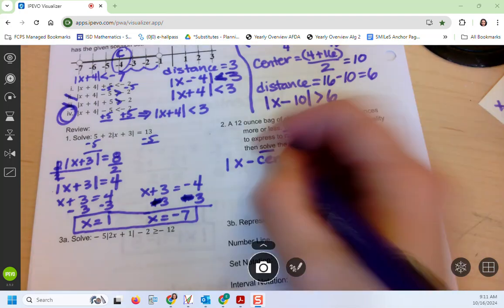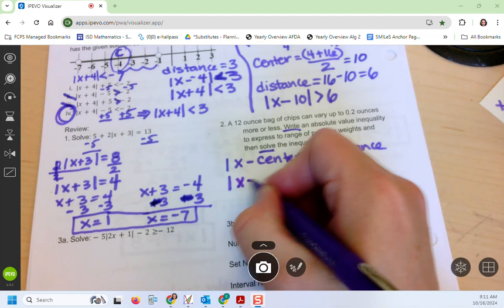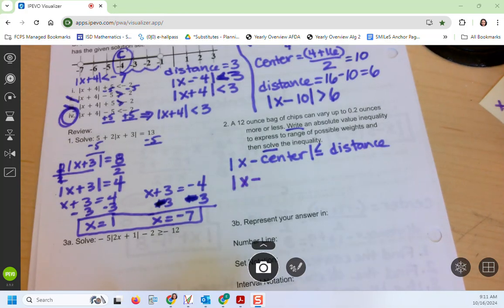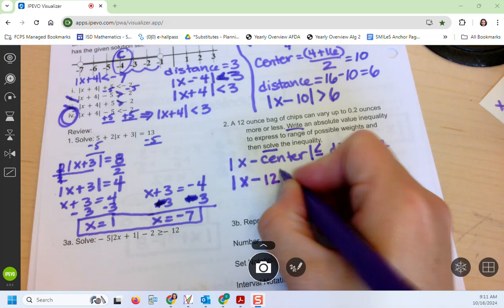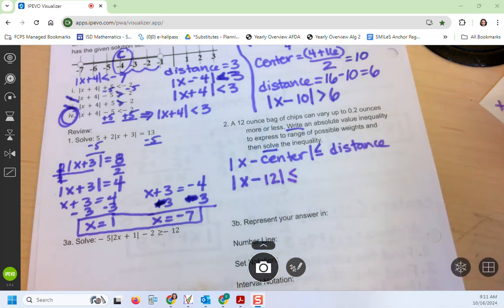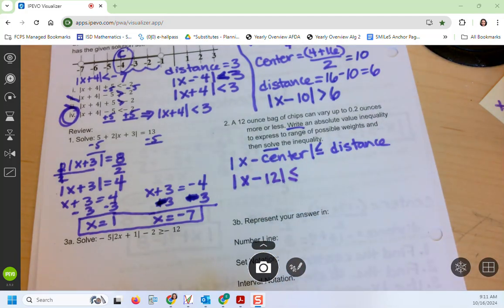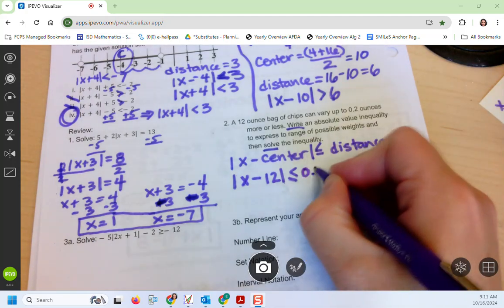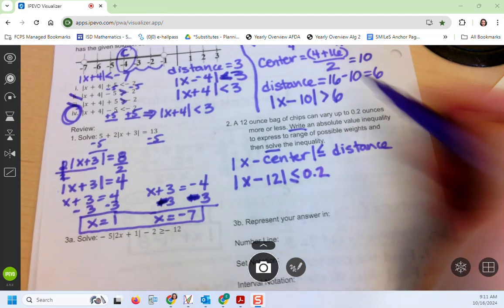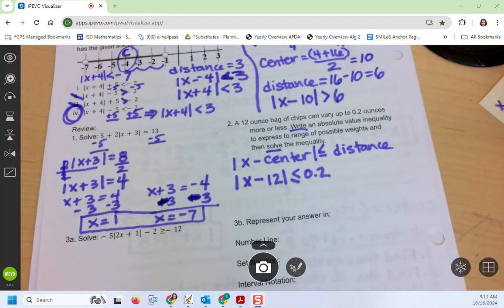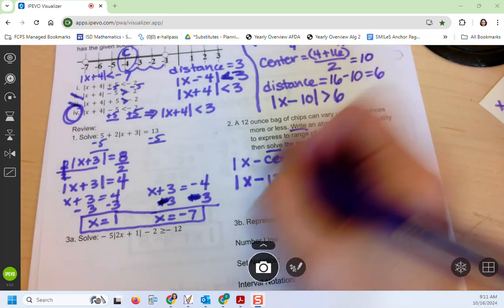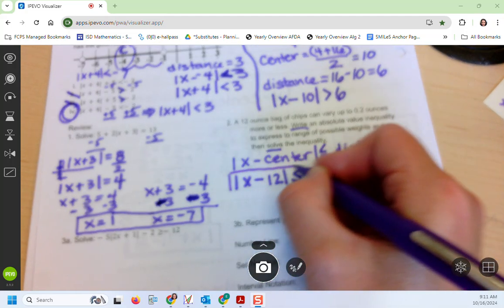Okay, so my center is what you would expect the weight to be. What do you expect the weight to be? 12 ounces, good. And then the distance is how far away from 12 we can be. How many ounces away from 12 can we be? 0.2. Okay, so 12 is your center, 0.2 is your distance from the center. This is one of the answers, that's for right, but now I have to actually solve it too.